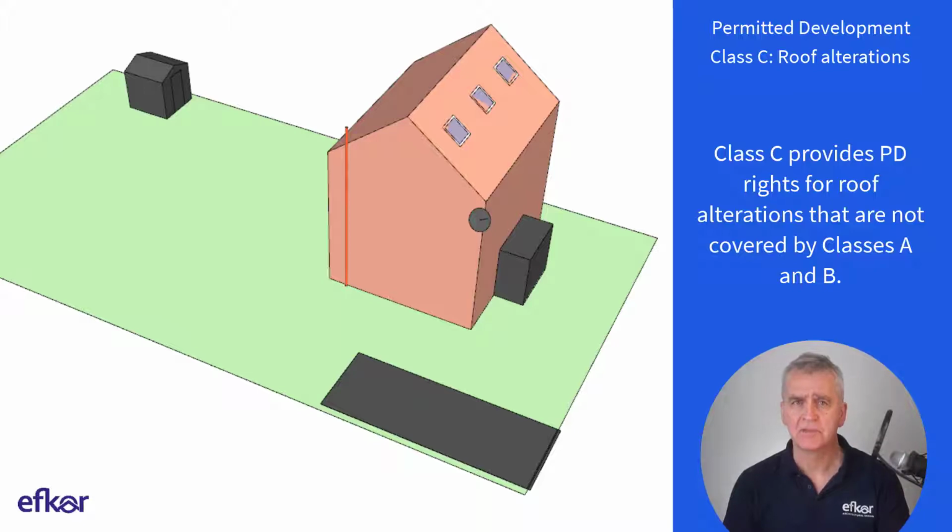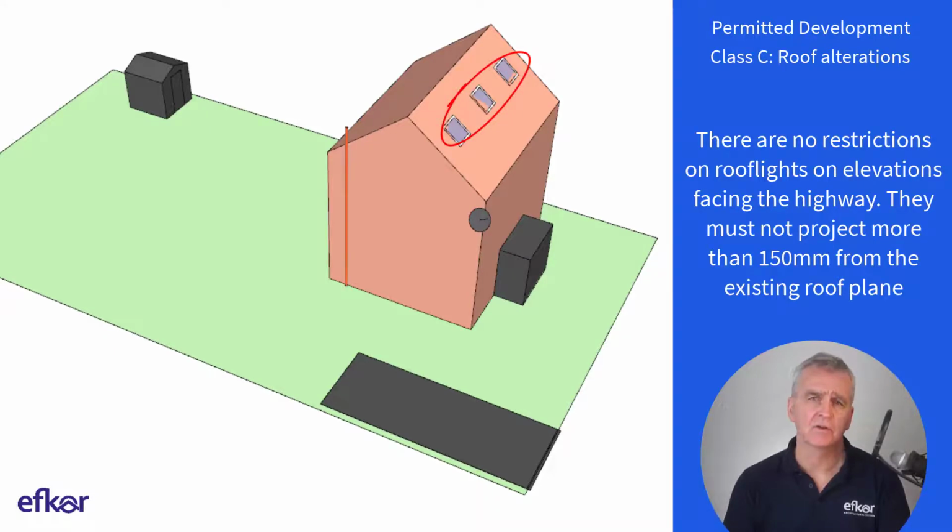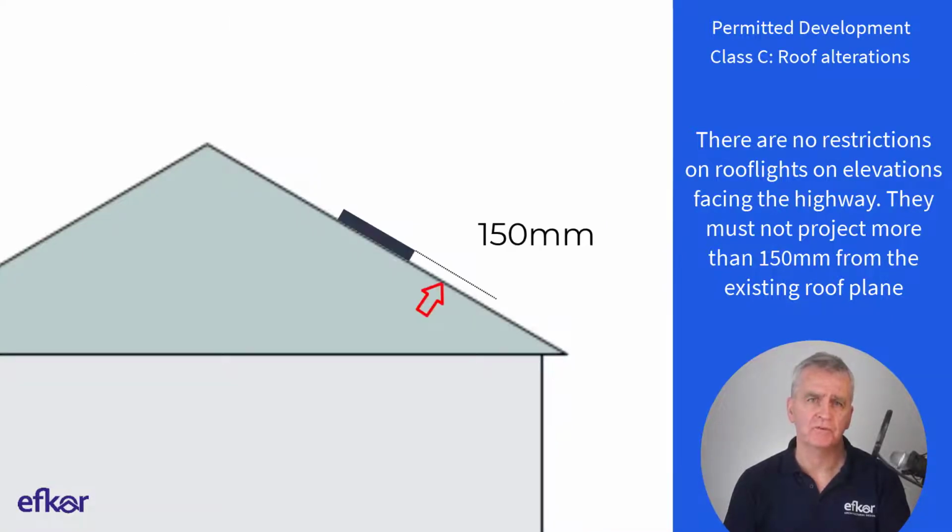and B. For example, it covers the installation of roof lights. There are no restrictions on placing roof lights or skylights on elevations facing a highway. However, they must not project more than 150 millimeters from the existing roof plane.